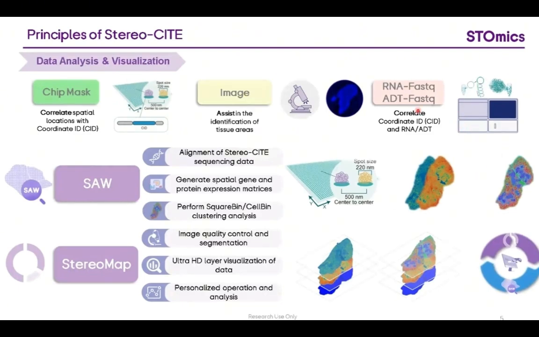Once all of these files are prepared, we integrate and analyze the data using our offline software SW and the StereoMap. SW is primarily responsible for the computational analysis, like alignment of Stereo-CITE sequence data. StereoMap enables spatial visualization, and it can perform image quality control and segmentation.